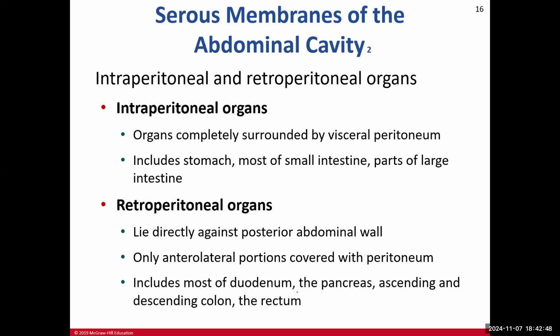And then we have retroperitoneal. Retro is behind, as I mentioned before. These organs lie behind the peritoneum, most likely against the posterior abdominal wall. We're going to learn the ascending and descending colon, the rectum, and parts of the small intestine that are retroperitoneal. We'll discuss those as we move through the chapter. I just want you to be familiar with those two terms, intraperitoneal and retroperitoneal. It's just helpful to know.